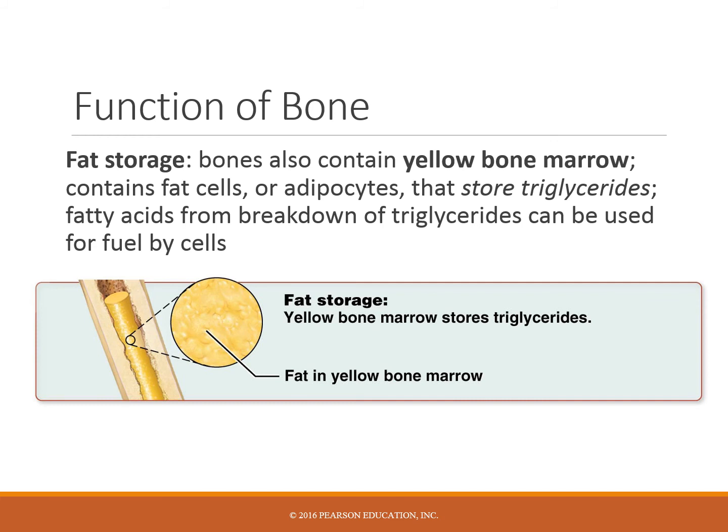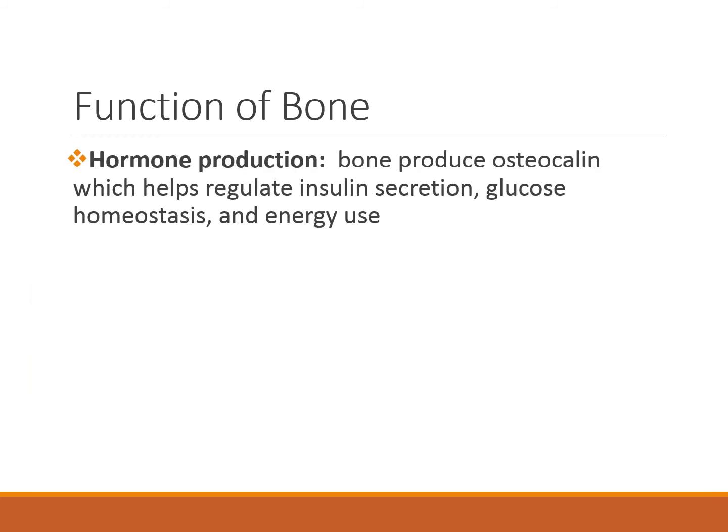Number 6, nutrient storage. Did you know that your bones store fat? They contain yellow bone marrow, which contains fat cells or adipocytes, and those adipocytes store triglycerides. Fatty acids from the breakdown of triglycerides can be used for energy by the cells in your body. Here's the last function, hormone production. Your bone produces osteocalcin, which helps to regulate insulin secretion and glucose homeostasis. It's also involved in managing energy use inside of your body.